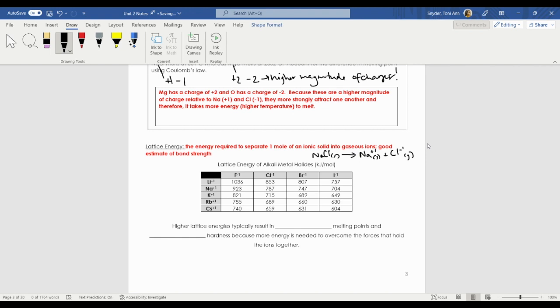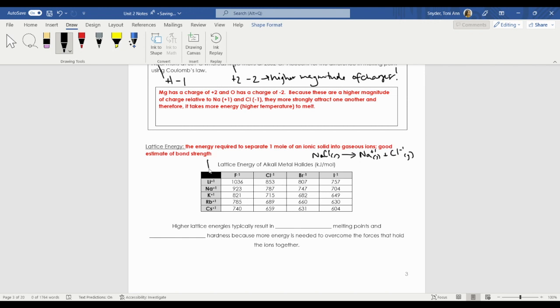Will College Board ever ask you to write that out? No, right? You'll never have to just write an equation for that, at least not that I've seen in my 3 years of teaching this. But just so you know, that's where we're getting this from, how much energy it takes to complete that process. And here are a whole bunch of lattice energies for different alkali metal halides.